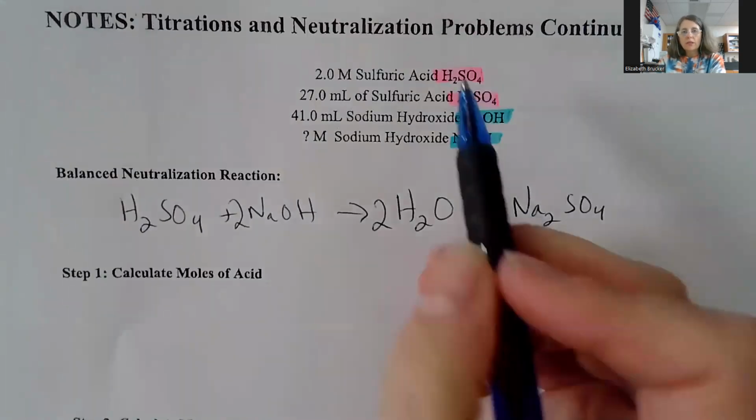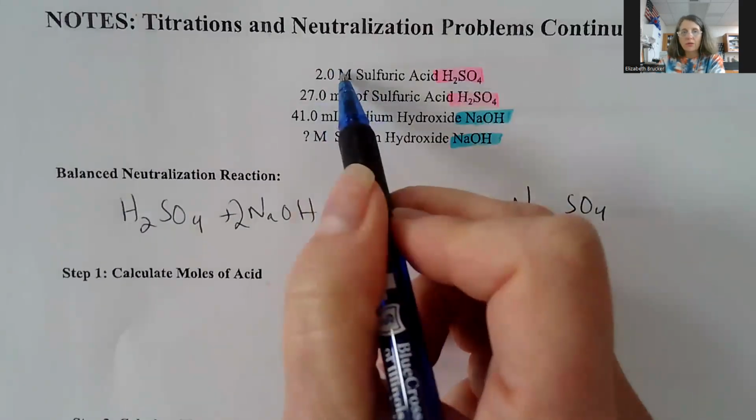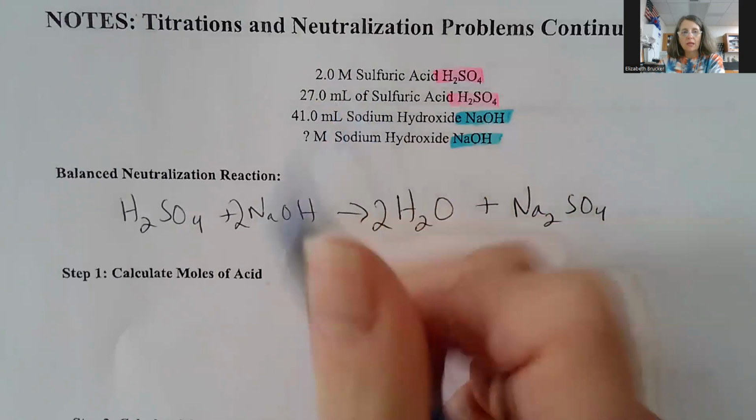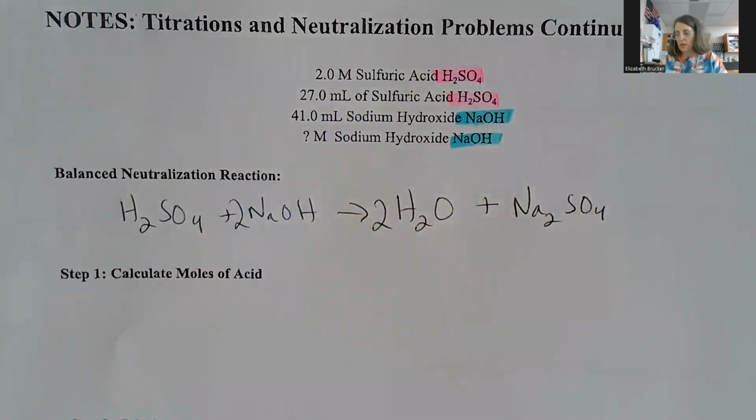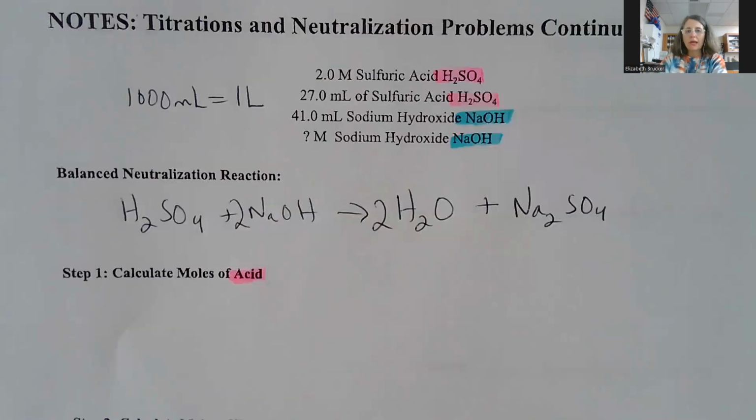So whatever one you have 2 bits of information for, I have 2 bits of information, the molarity and the milliliters of sulfuric acid, that is always going to be what you start with. So in this case, it is the acid. The acid is the one that we have 2 bits of information. Remember that 1,000 milliliters is equal to 1 liter. So you will have to convert these milliliters into liters.